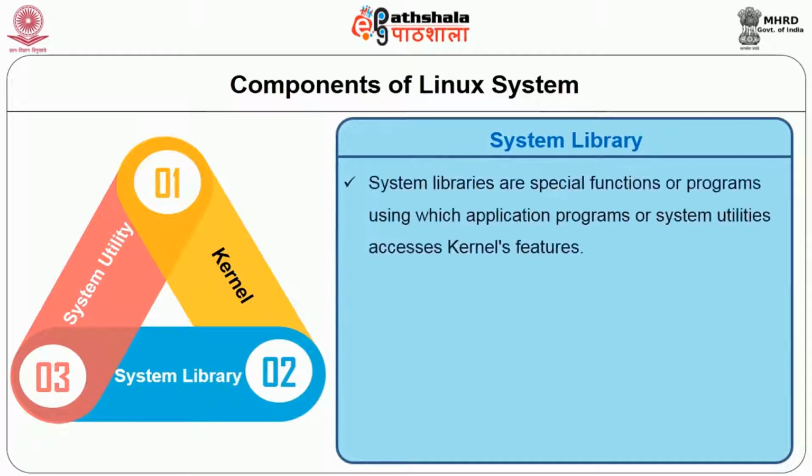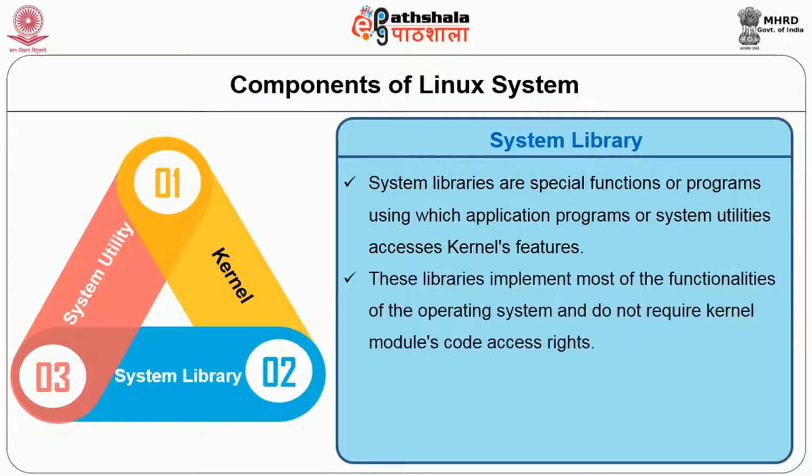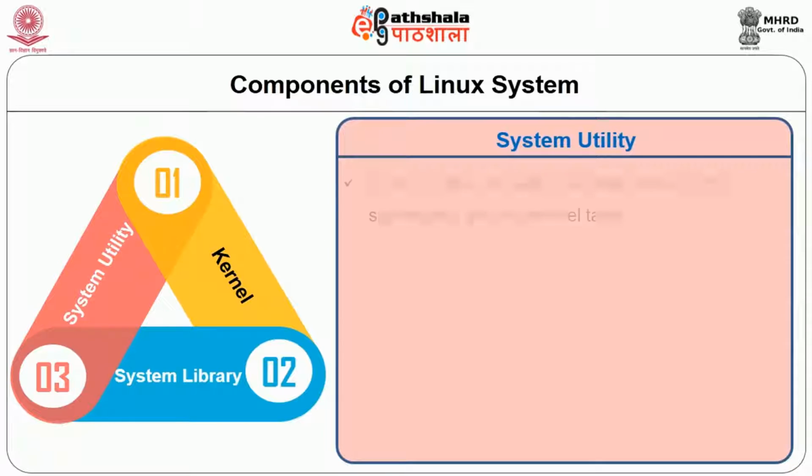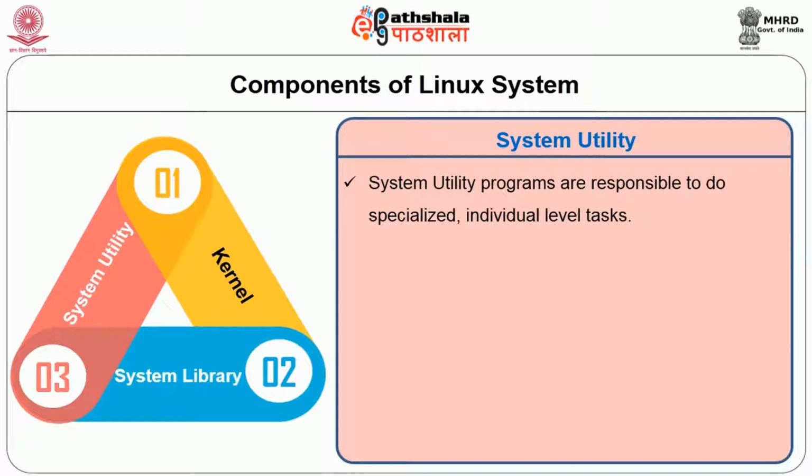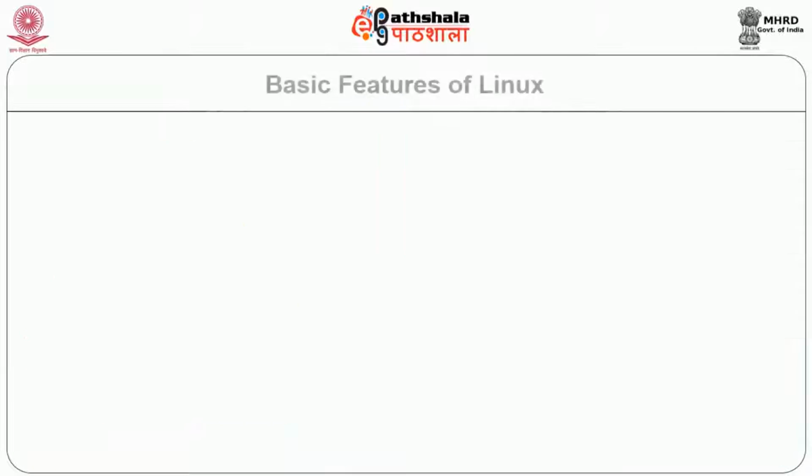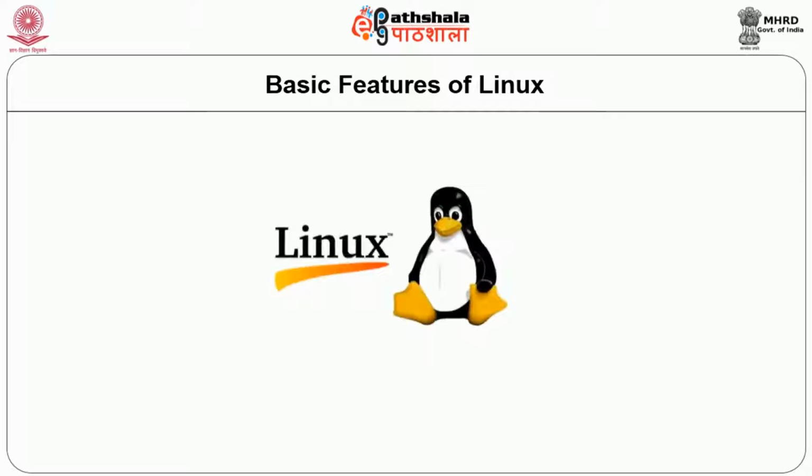System libraries are special functions or programs using which application program or system utilities accesses kernel's features. These libraries implement most of the functionalities of the operating system and do not require kernel modules code access rights. System utility. System utility programs are responsible to do specialized individual level tasks. Let us see basic features of Linux.